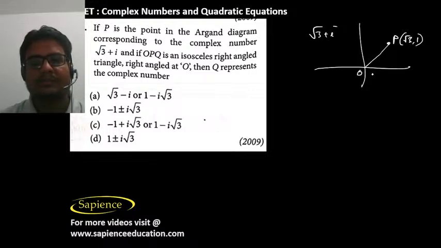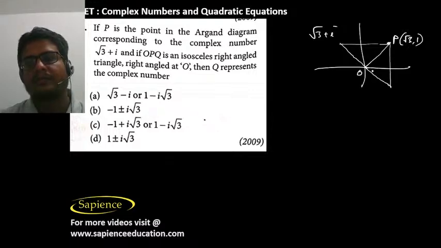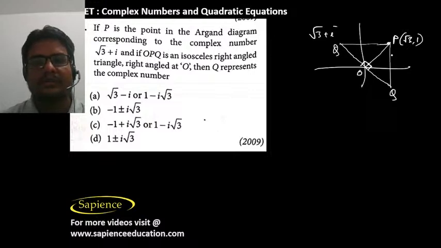Okay, then Q represents the complex number. So it means the point Q can lie here also, or the point Q can lie here also. This can be the point Q, or this can be the point Q. Since this is a right angle, it is told that it is right angled at the point O. So now therefore this is right angle, this is right angle, so therefore it is an isosceles right angle triangle.